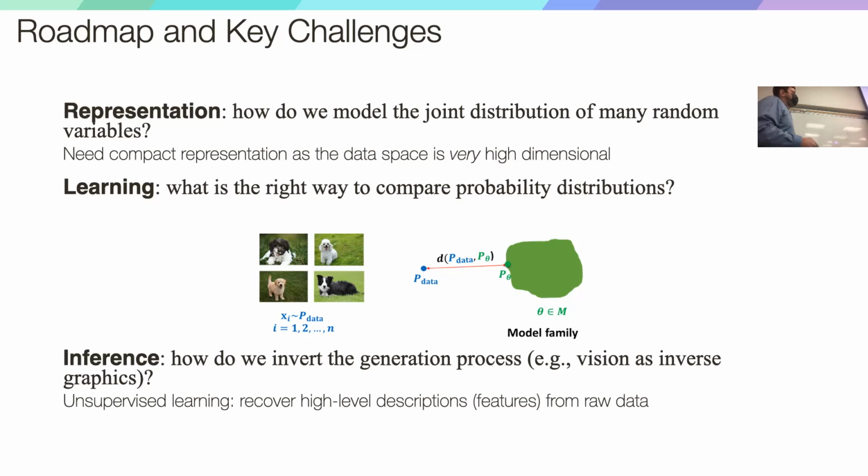And then we'll also talk about inference, which is the opposite of generation, right? So how do we actually invert the generative process? For example, given an image of a dog, how do we look up its compressed lower dimensional representation under a variational autoencoder, right?